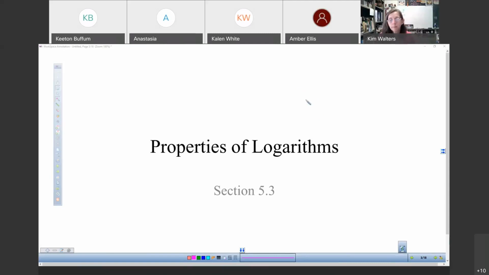Okay. We talked about how to go back and forth from logarithms to exponential and exponential to logarithmic form. So today we're going to talk about how to manipulate the logarithms. And a lot of those properties relate back to some properties of exponents that we talked about at the very beginning of the summer. So hopefully that will help you make the connection here.